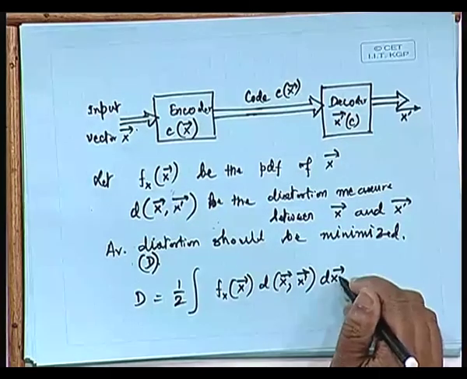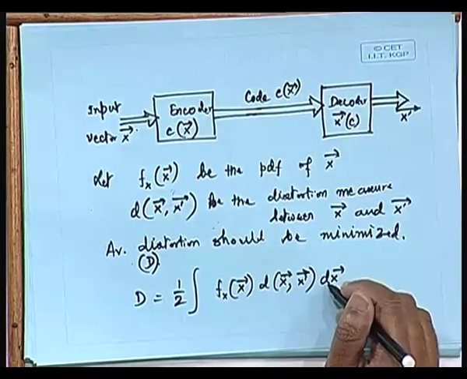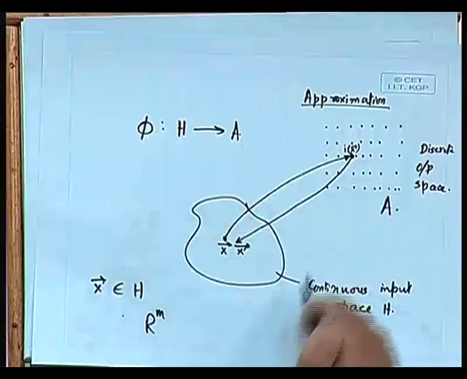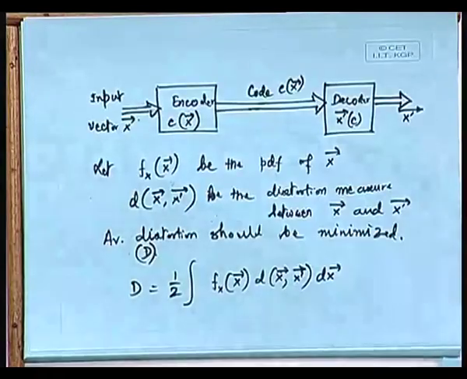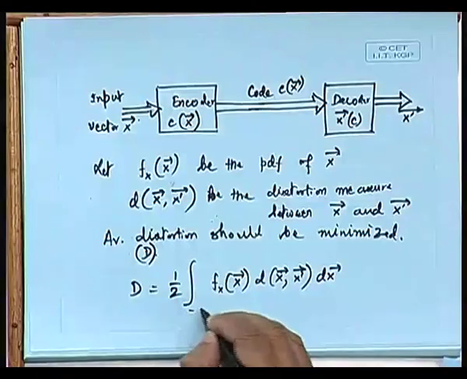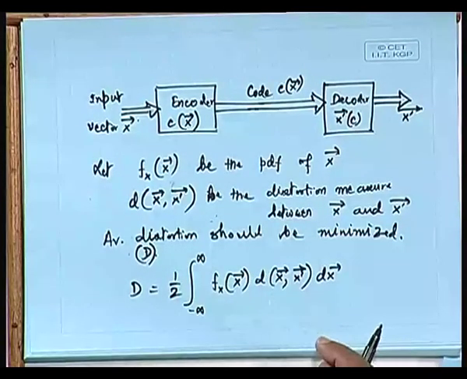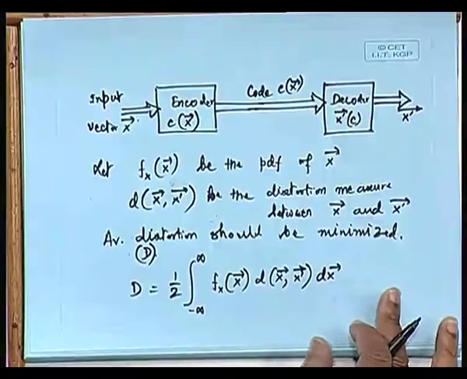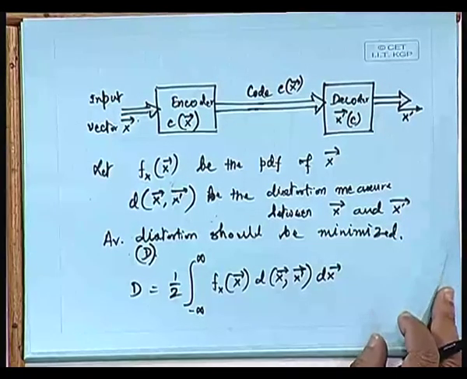Now, x vector is an m-dimensional vector. So, what we have to do is integrate in the m-dimensional space, over the entire space. If H is the continuous space, we have to integrate over the entire space. That is why, in the m dimension, I am showing the limits to be minus infinity to plus infinity, because a continuous input space is assumed. So, this will be the expression of the average distortion.